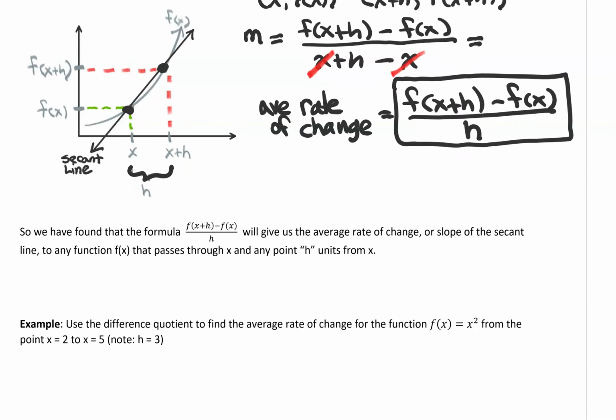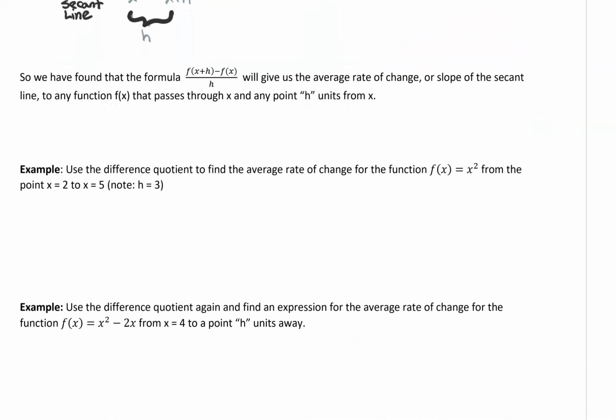Okay, so now we're going to use that. So we have this formula that's going to give us our average rate of change, or the slope of the secant line, as you can see in our picture. So we're going to try it by using that to find the average rate of change for the function x squared from the point 2 to 5. So if we're finding the slope from the point 2 to 5, notice that the difference between 2 and 5 is 3. So this will be our h.